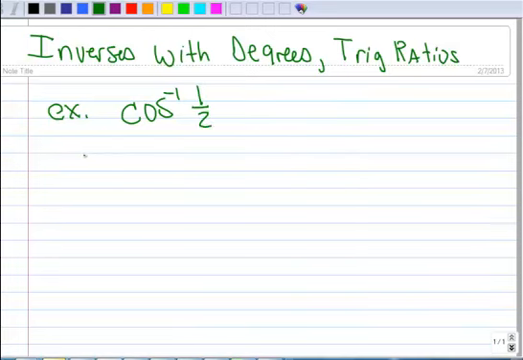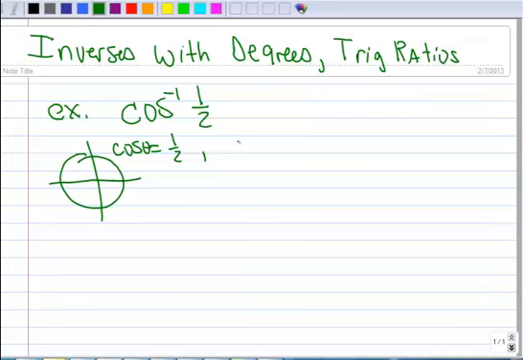All right, so you can look on your unit circle and you can find where the cosine equals 1/2, and then you can read that in degrees, 60 degrees. And before this lesson you would have said pi over 3. Now we're just going to do it in degrees. All right, let's do another example.